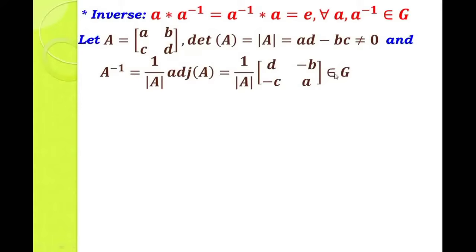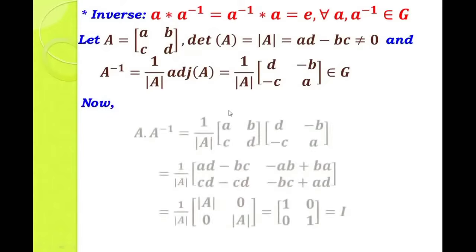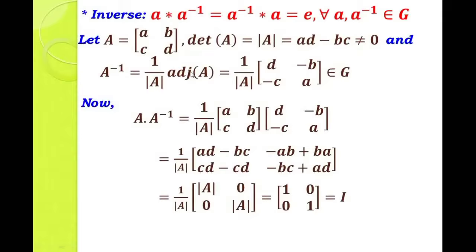Okay, so both belong to capital G only. So if you multiply A into A inverse, what do we have to prove? The identity element. What is the identity matrix here? 1001. So we get that answer. Okay, so now multiply A into A inverse. That is equal to 1 by modulus of A into the A matrix into the A inverse matrix.